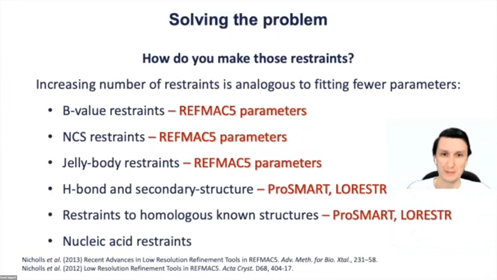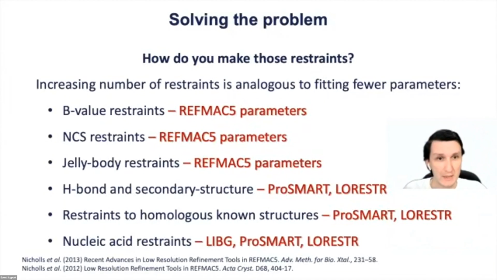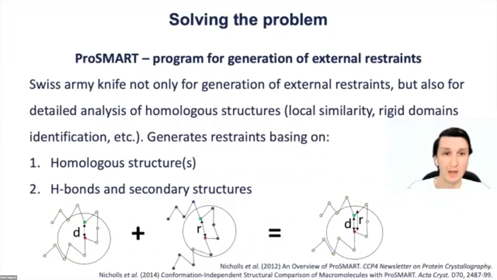For hydrogen bonds and restraints from homologues, the ProSMART program can analyze your structure and homologous structures and generate and write out a set of restraints that will be used by Refmac during refinement. Lowresolution is an automated pipeline that wraps ProSMART and Refmac to help users with refinement at low resolution. For nucleic acids, there is also a specific tool to generate restraints aiming at idealization of your target nucleic acid structure. Later, these restraints could be used by Refmac.